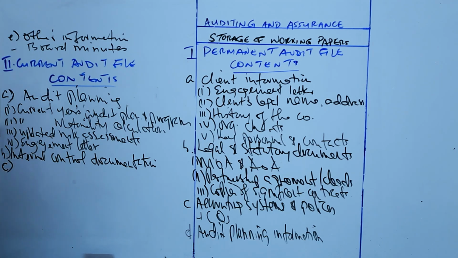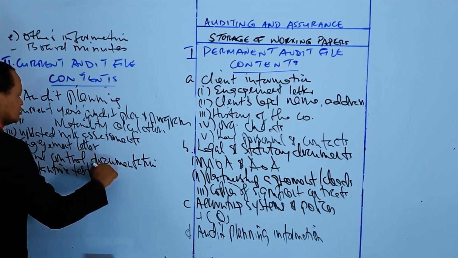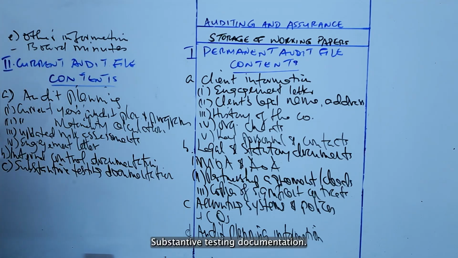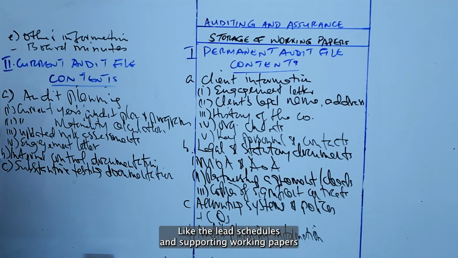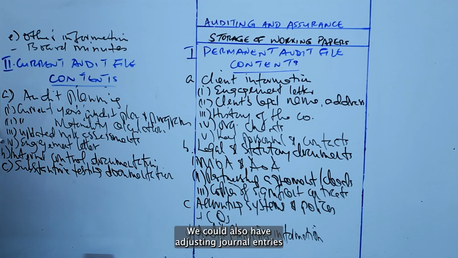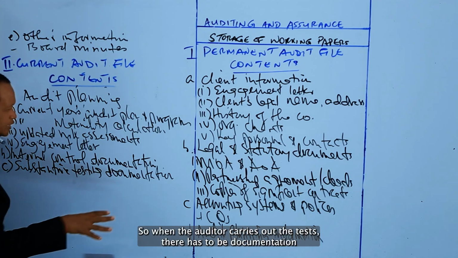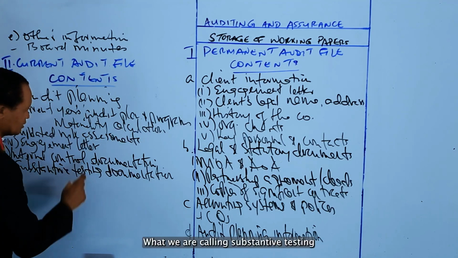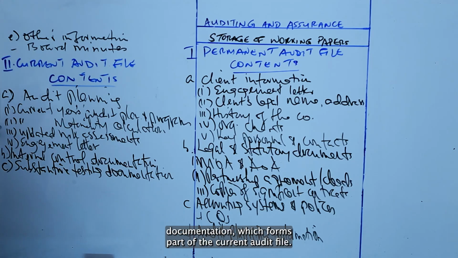Then the third content of the current audit file is what we call substantive testing documentation, like the lead schedules and supporting working papers for all financial statement accounts. We may have things like evidence of analytical procedures performed, the results of substantive testing of details. We could also have adjusting journal entries and so on. You understand? So that is the third content, substantive testing documentation. So when the auditor carries out the test, there has to be documentation for the test, what we are calling substantive testing documentation, which forms part of the current audit file.